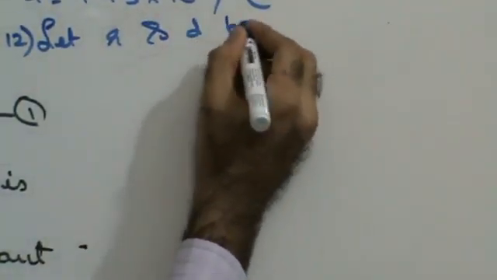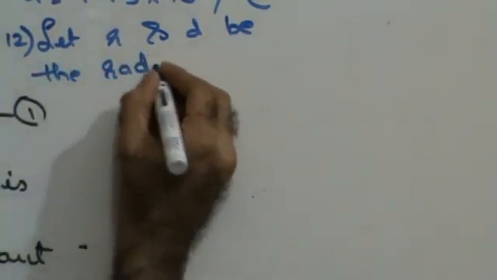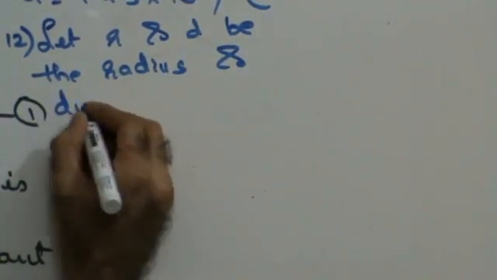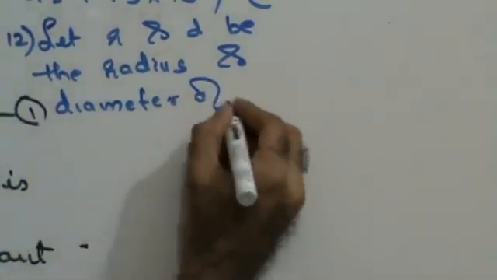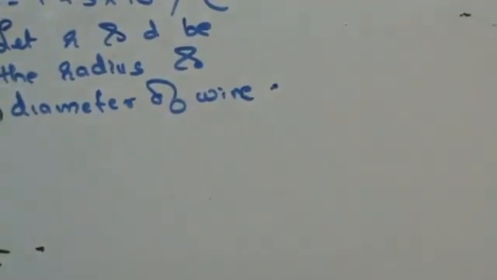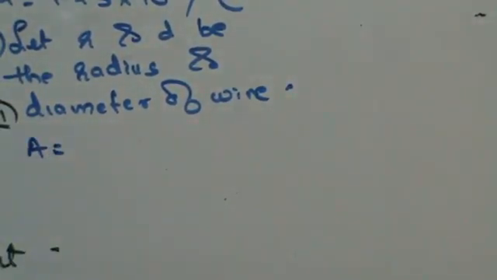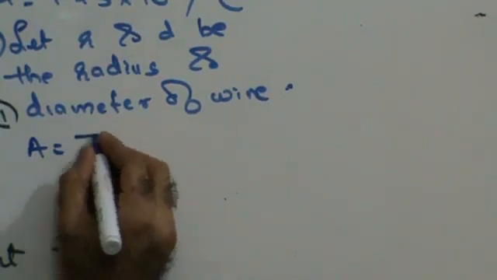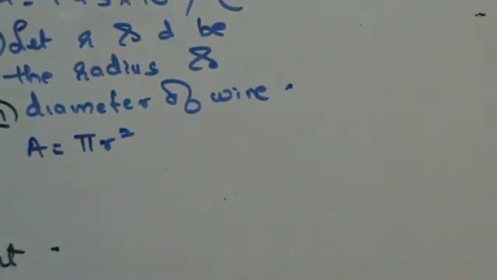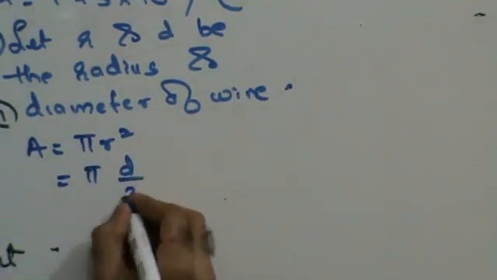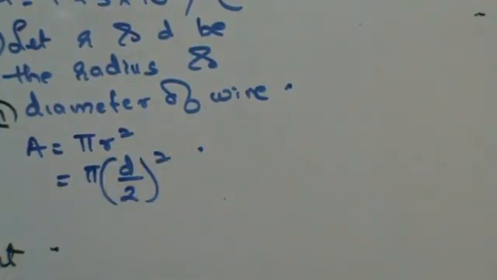Let's see the sum, guys. Let R and D be the radius and diameter of the wire. Now, the cross-section of the wire is a circle, so the cross-sectional area will be pi r square. The radius is diameter divided by 2, so A is equal to pi into d by 2 the whole square.